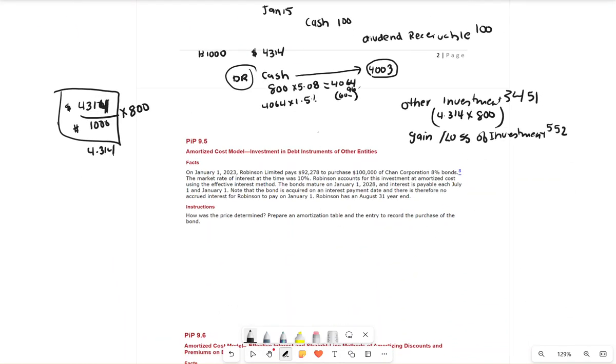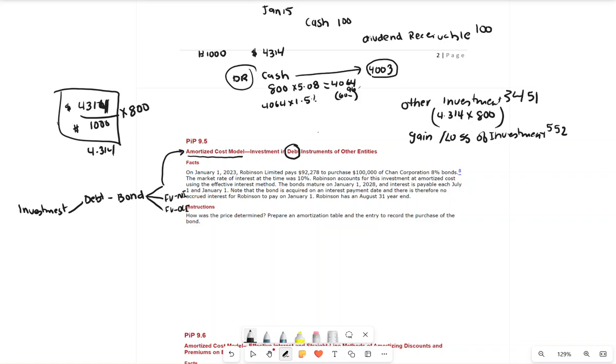Now I have to explain the amortized cost method when we have a debt investment. I'm just going to go back here. You have an investment. If you invest into debt in the form of a bond, we're going to be learning three things. One is an amortized cost model. We can have a fair value net income model. We can have a fair value OCI model.